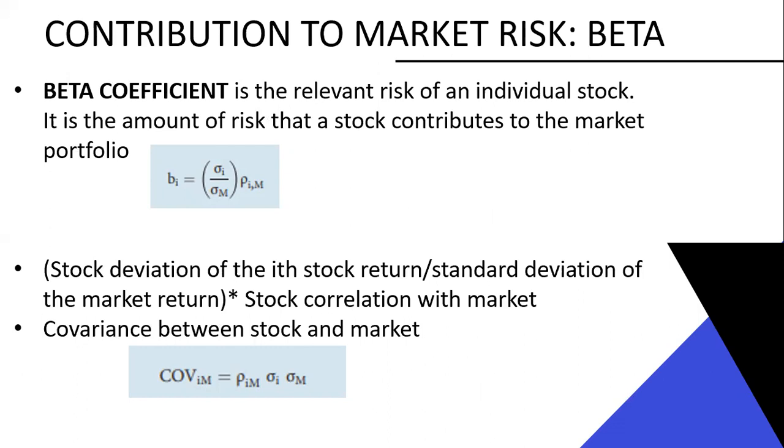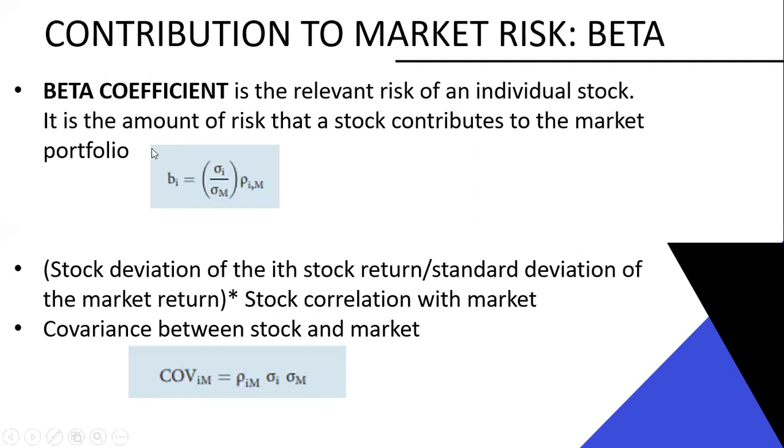And the first thing we're going to be discussing here is something that is called beta. And beta coefficient is basically the relevant risk of an individual stock. So this is again the amount of risk that an individual stock is contributing in the portfolio.